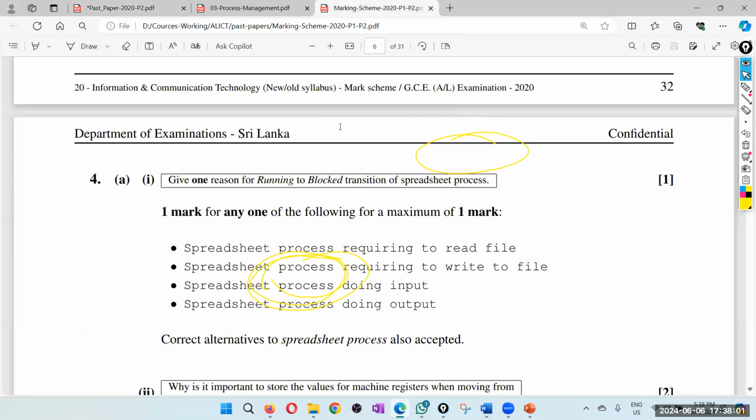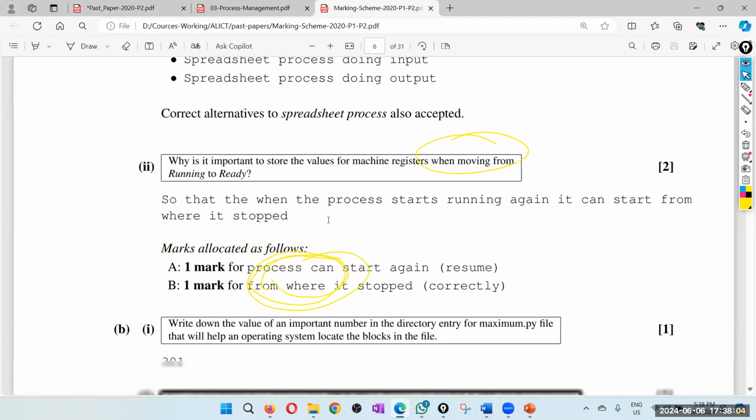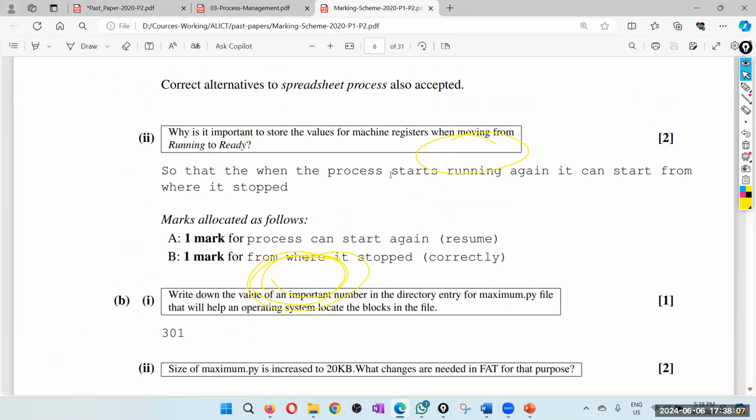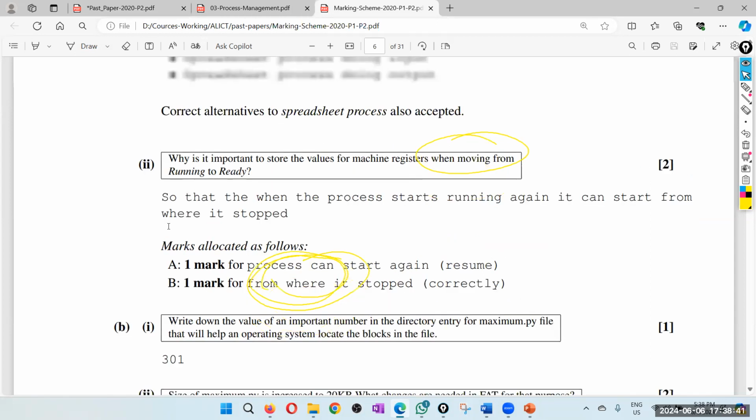Okay. Right. So let's look at the marking scheme answer. So that when the process starts running again, or you can use resume, it can start from where it stopped, or you can use the words it can resume where it stopped. 1 mark for process can start again, resume. Here you can see the word resume is used. 1 mark for from where it stopped. So you must have where it stopped and resumed. Those are the important points. If both points are in your answer, you get 2 marks.